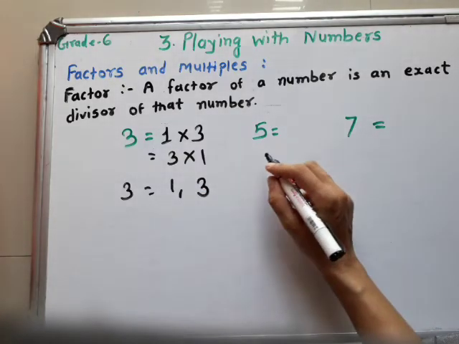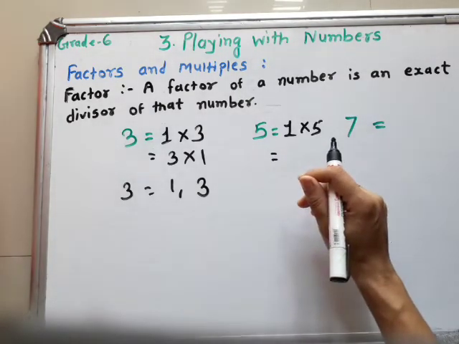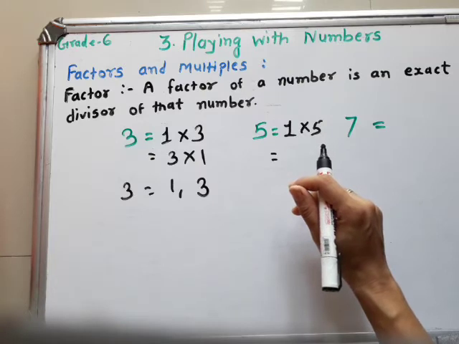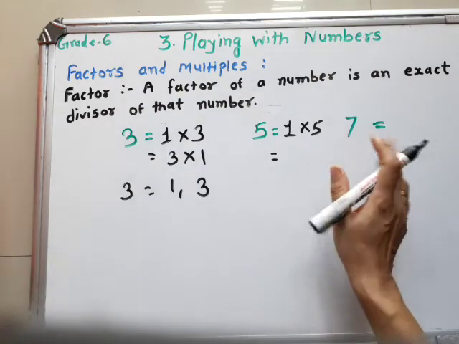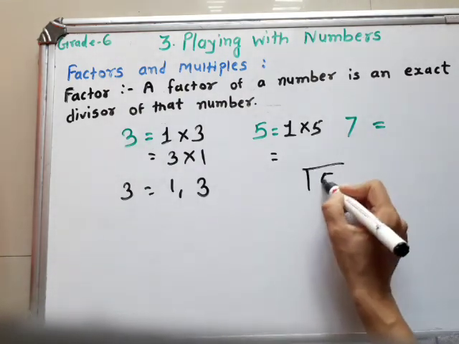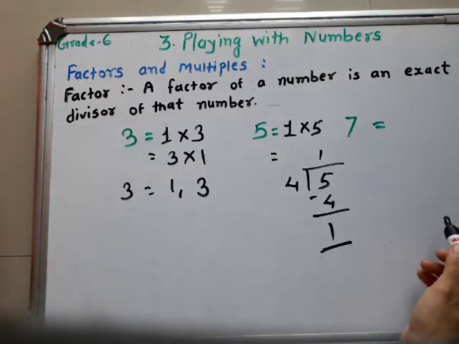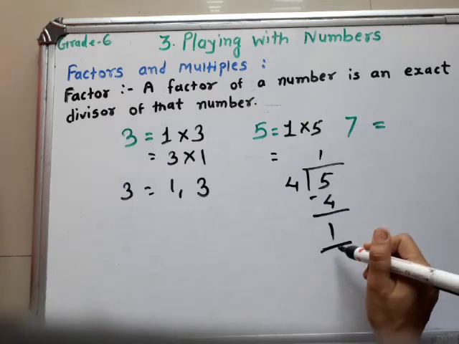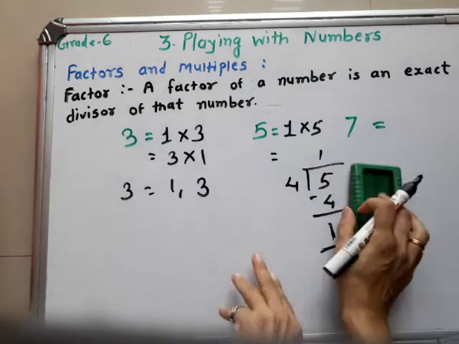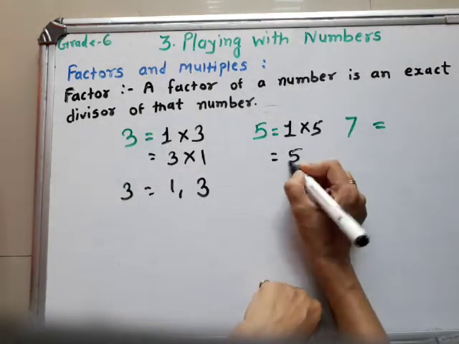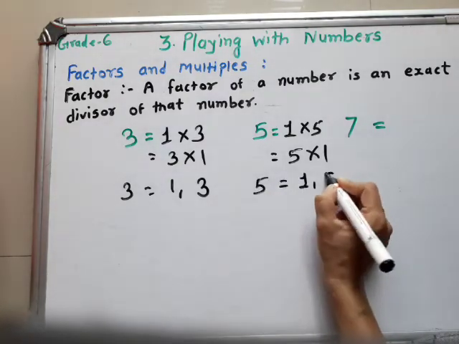Okay, then 5. What are the factors of 5? 1 fives are 5. Then check the tables. 2 के table में no, not possible. After that 3, again not possible. 4 के table से भी 5 divide नहीं होगा. So again 4 is not possible. Check this: 4 ones are 4. Here we get remainder 1. So 4 is not a factor of 5. Okay, so next number is 5. 5 ones are 5. This is possible. So we get only 2 factors, 1 and 5.